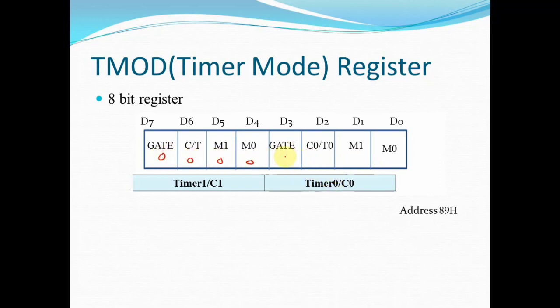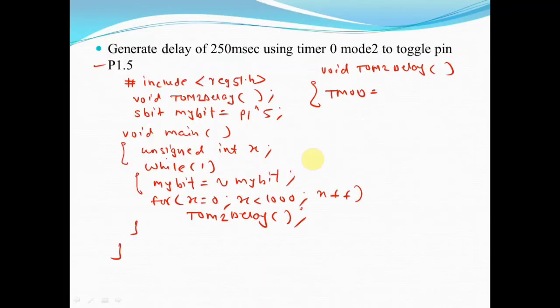For timer 0 the gate bit will always be 0. We are using it in timer mode, so this is 0, and we are using it in mode 2, which is given by 1 0. So the value that I am going to load will be 02 for mode 2. Let us write that value over here. TMOD is given by 0x02.